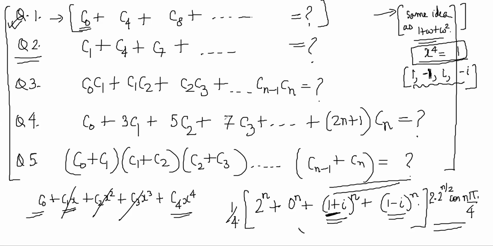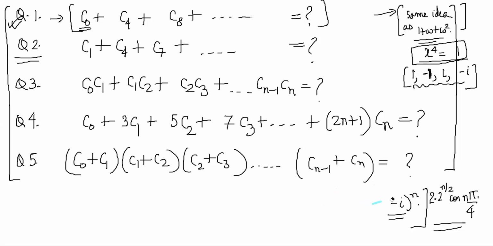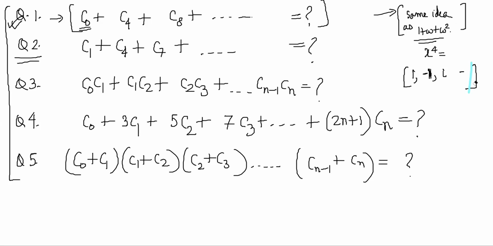Second question, you guys got it? In the second one, we have to do the same thing we did in the previous one, like 1 plus omega square, but slightly different, because the terms are different. So how will you do that?